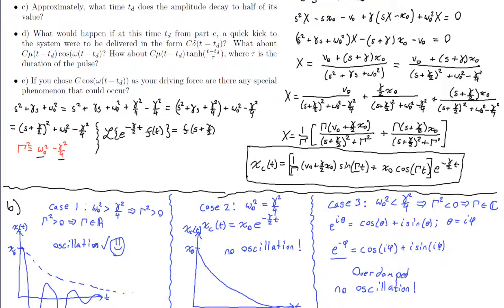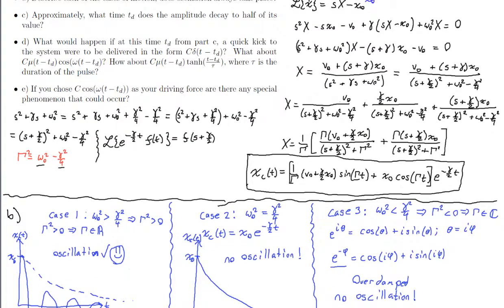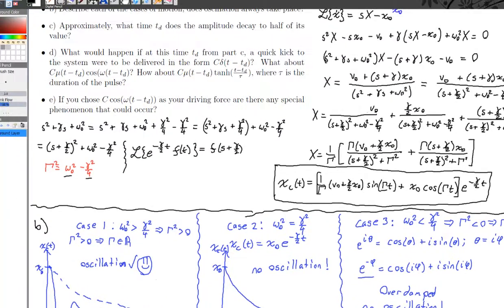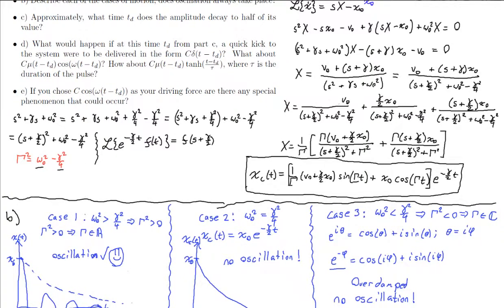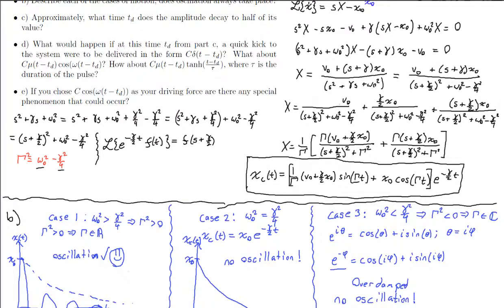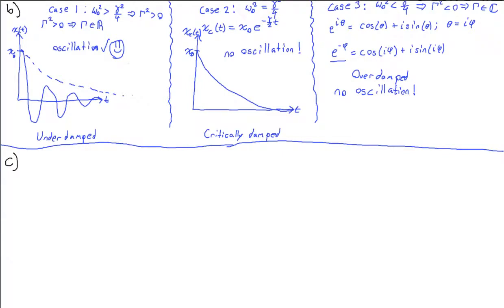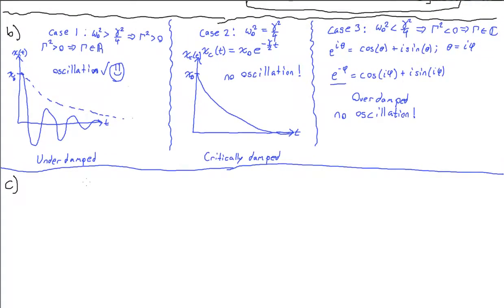So the problem basically asks us approximately what time, and we've labeled it as... So again, it's asking us what time t sub d does the amplitude decay to half of its value. Now, the way that I asked this, I was kind of looking at it in between videos. This isn't actually what I meant to ask, because that would actually be extremely difficult to determine. What I meant to ask was at what time t sub d, let me go ahead and write it down.